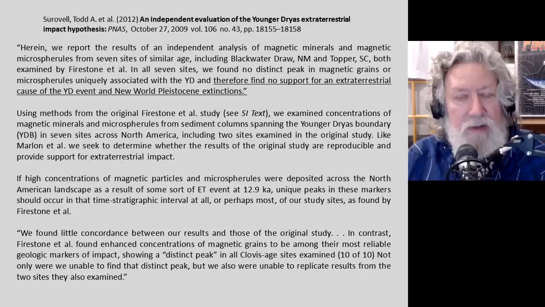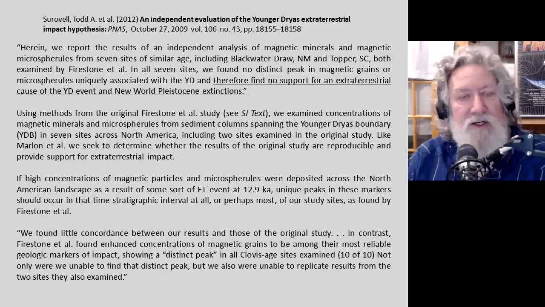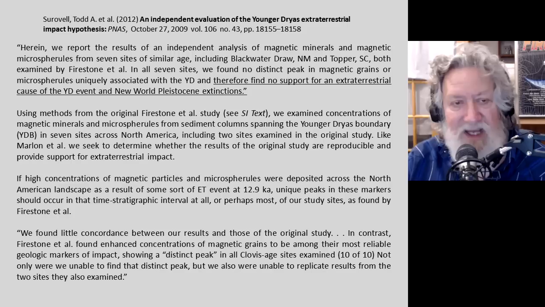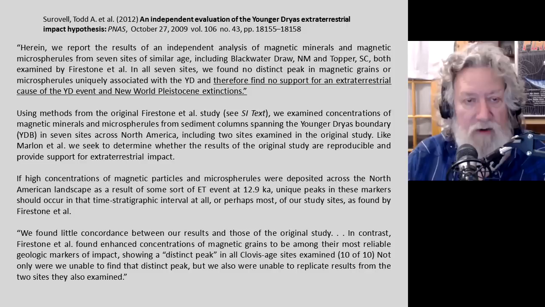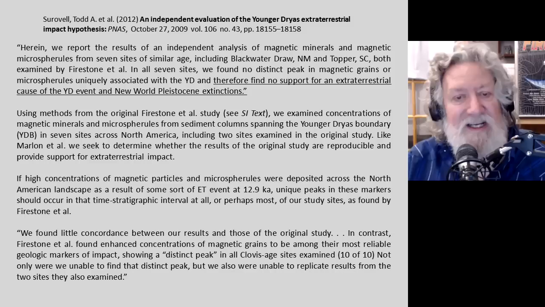Let's go to the Surovell paper. This is Todd Surovell et al., published in the Proceedings of the National Academy of Sciences in 2012. He says, "Herein, we report the results of an independent analysis of magnetic minerals and magnetic microspherules from seven sites of similar age, including Blackwater Draw, New Mexico, and Topper, South Carolina, both examined by Firestone et al. In all seven sites, we found no distinct peak in magnetic grains or microspherules uniquely associated with the Younger Dryas, and therefore find no support for an extraterrestrial cause of the Younger Dryas event and New World Pleistocene extinctions."